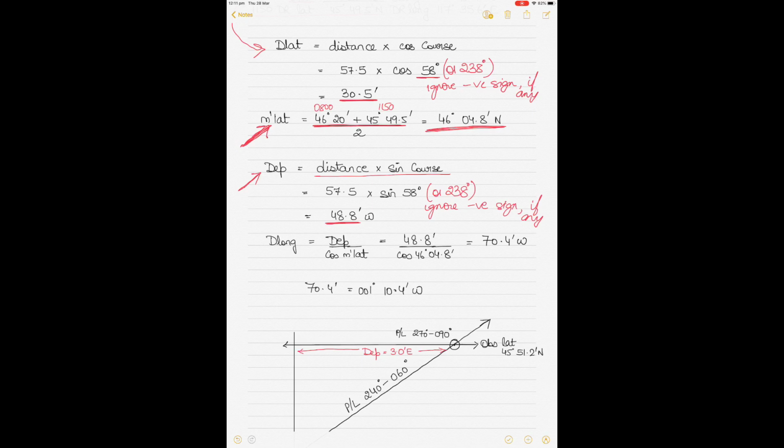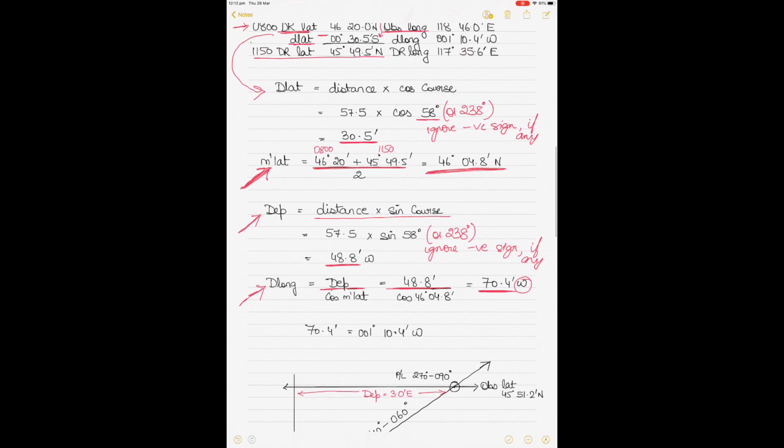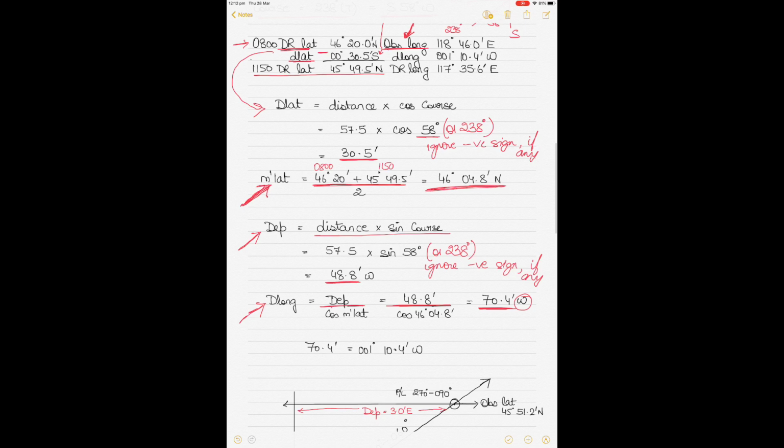And from departure and M lat, you can calculate your D long. Your D long is calculated by the formula departure divided by cos of M lat. Now these are all formulas from plain sailing. So don't think this is something new. If you have done plain sailing or watched my videos on plain sailing, these are the same formulas. So you put the departure value, put the cos M lat value, and you will get your D long. Your D long is west as well, because again we are on a southwesterly course. So south is used for naming D lat, and west is used for naming departure and D long.